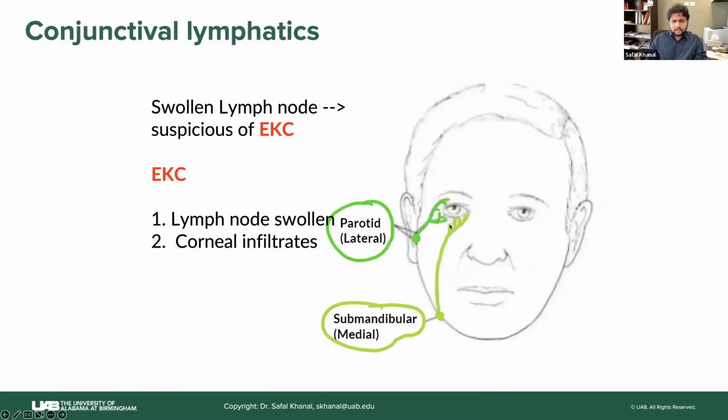The lymphatics, the ones from the lateral side drain into the parotid, and the medial side drains into the submandibular. You can often find swollen lymph nodes in conditions like EKC, epidemic keratoconjunctivitis, where the lymph nodes are swollen, and oftentimes you see corneal infiltrates because of the virus infection.